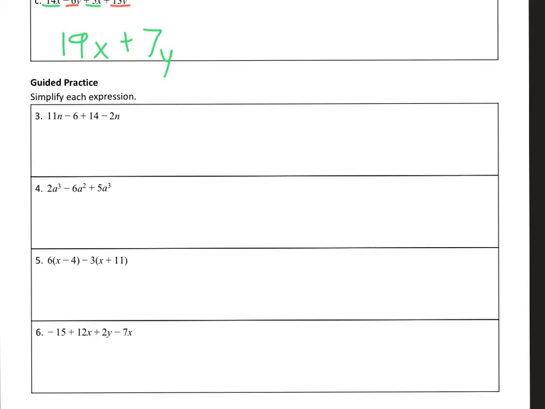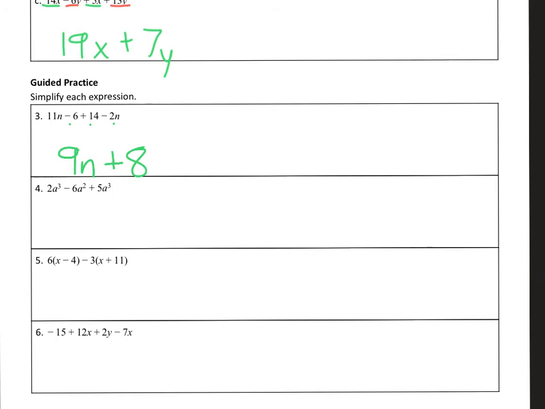All right, so moving on to guided practice number 3. 11n minus 2n minus 6 plus 14. I look for my like terms. 11n and negative 2n are like terms. So this becomes 9n. Negative 6 and 14 are like terms, so I write out plus 8. So it's picking out those like terms. That is simplified for number 3.